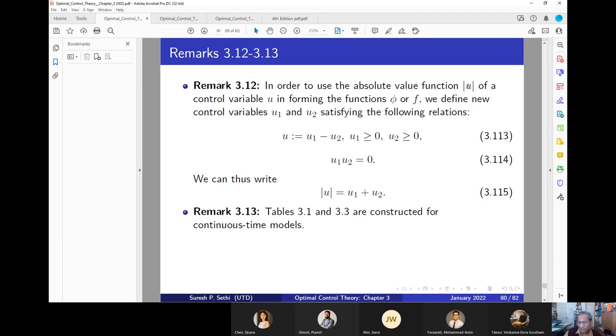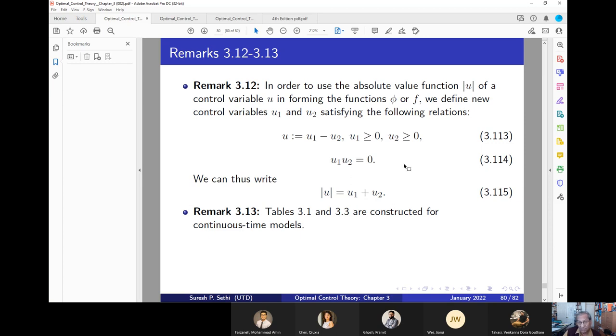Sometimes I get an absolute value, which is not differentiable at zero. This could arise when you are, let's say, trading in a stock market. You buy, U is plus; you sell, U is minus. But the broker commission is positive, whether you buy or sell. So the broker commission is based on absolute value. If you buy five shares, let's say they charge you $1. If you sell 5 shares, they also charge you $1. So the broker commission is an absolute value of U.